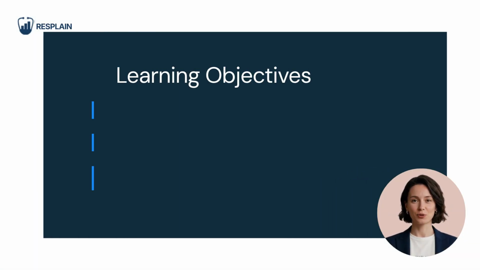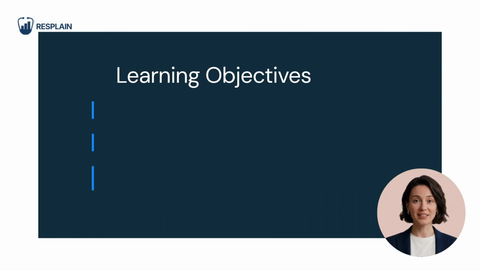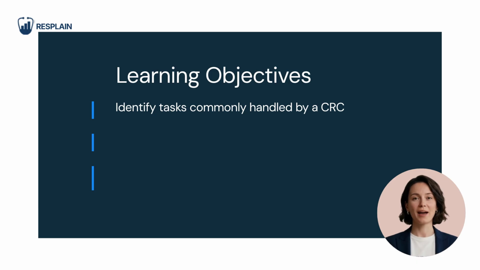By the end of this module, you should be able to do three things clearly. First, you should be able to identify the types of tasks that are commonly handled by a clinical research coordinator. This includes understanding the broader pattern of coordination work that helps keep a trial functioning properly. Second, you should be able to recognize the key documents that support the conduct of clinical research. Documentation is a core part of how studies demonstrate compliance, accountability, participant safety, and data reliability.